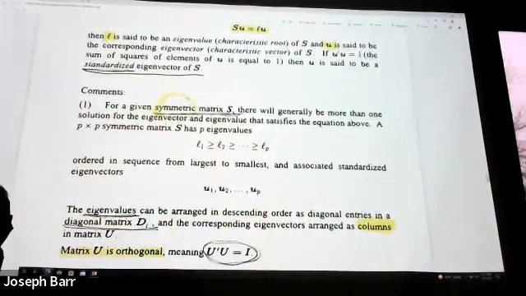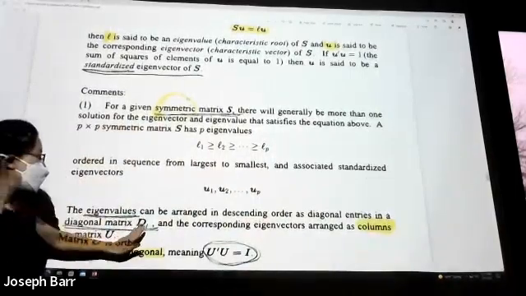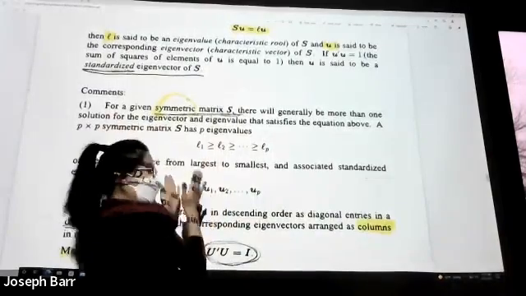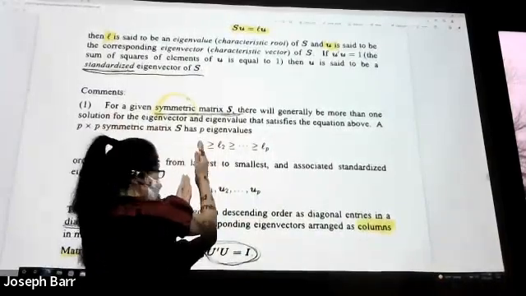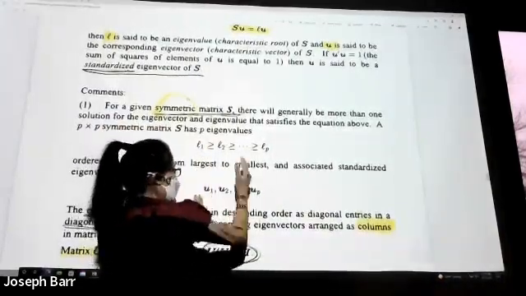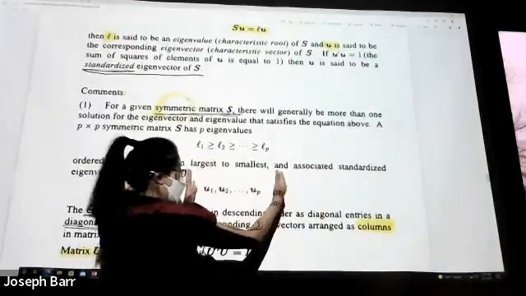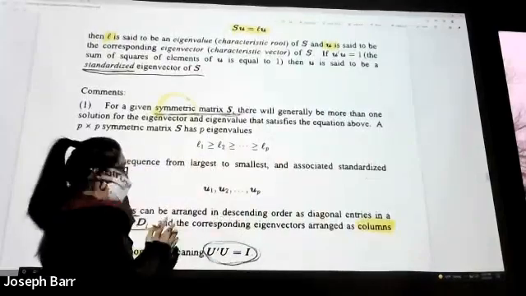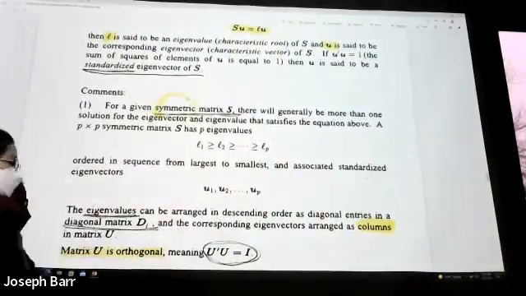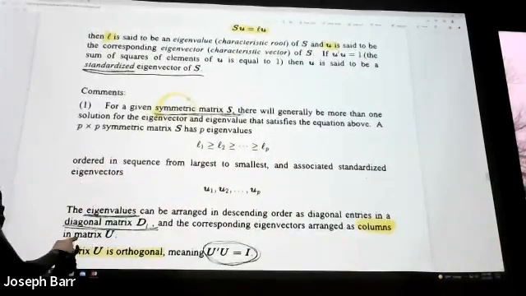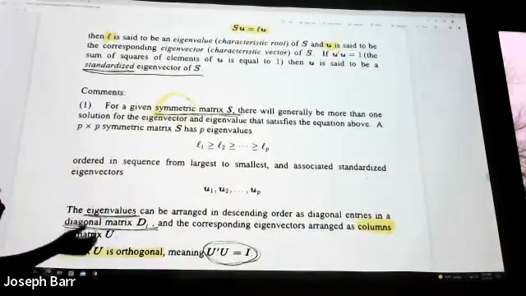And then we can also put all of these columns together. Use one column, it's called a vector: vector 1, vector 2, vector 3. If you put all of these P vectors together, it's another matrix. So you can call it U. Now, it's a very important conclusion: this U is orthogonal.